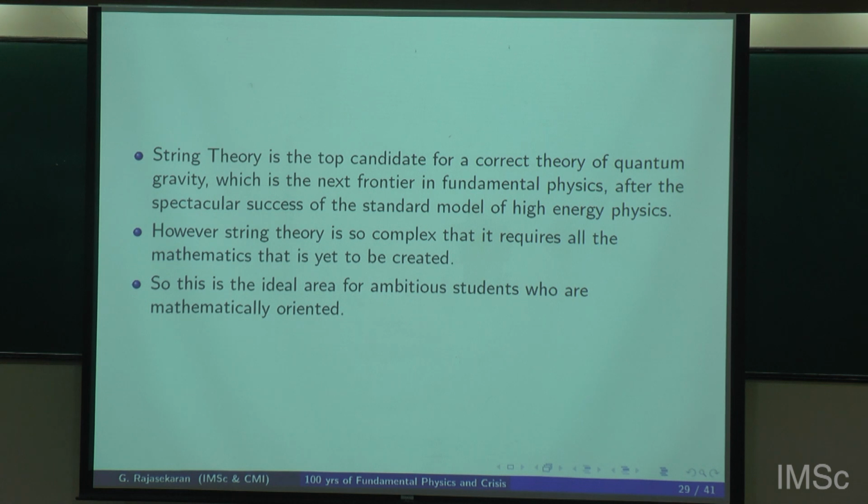String theory is a top candidate for a correct theory of quantum gravity, which is the next frontier in fundamental physics after the spectacular success of the standard model of particle physics. However, string theory is so complex that it requires all the mathematics that is yet to be discovered. So this is the ideal area for ambitious students who are mathematically oriented. People who are experimentally oriented should think of discovering new principles of acceleration, starting with laser plasma acceleration. People who are theoretically oriented should learn enough mathematics to gain control of this 10-dimensional world.